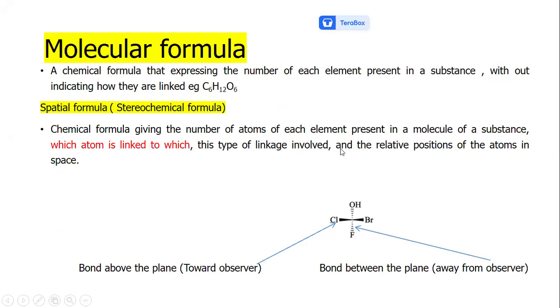Spatial or stereochemical formula: this type of linkage involves the relative position of atoms in space. For example, the chlorine and bromine bonds are in the plane toward the observer, and the hydroxyl group and fluorine on the carbon are both behind the plane, away from the observer.